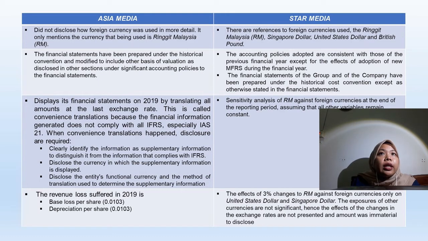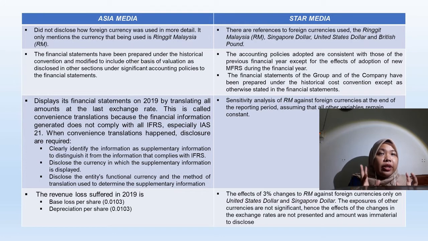So for this, we know that Asia Media used the Ringgit Malaysia and does not disclose how it was used. In the financial statement 2019, Asia Media translated all amounts at the last exchange rate. That is called convenience translation, because the financial information generated does not comply with all IFRS, especially IAS 21.